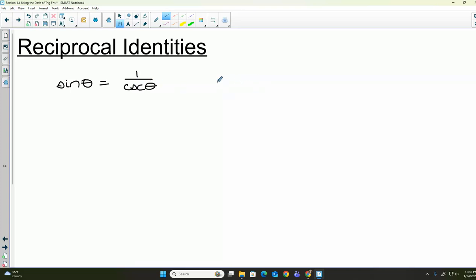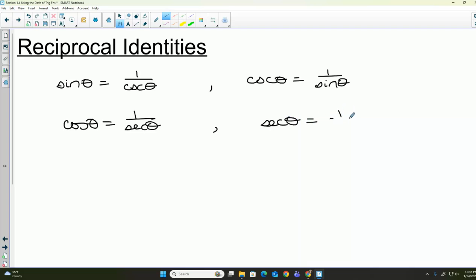And it works in reverse. Cosecant of theta is 1 over sine theta. It's just explaining that they are reciprocals of one another. If you know one of them, all you have to do is flip the fraction to get the other one. The reciprocal of cosine we said was secant. So cosine of theta is 1 over secant theta. Or secant theta is 1 over cosine.